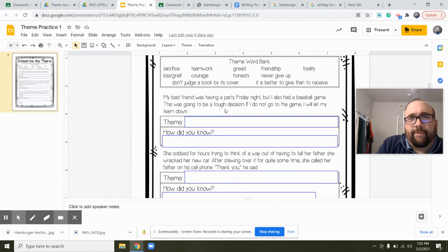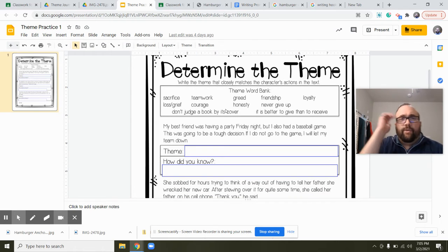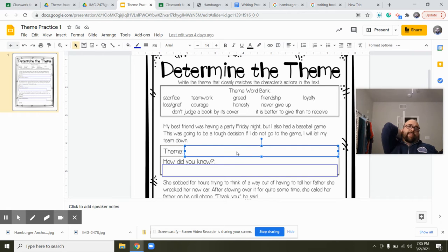Still not there yet. Here's the theme practice for today. So I thought this one was pretty cool. And it's pretty quick, too. So you have your theme word bank there to kind of help you. You're going to write the theme that closely matches the character's actions in the text. Okay, I'll help you with the first one. My best friend was having a party Friday night, but I also had a baseball game. This was going to be a tough decision. If I did not go to the game, I will let my team down. So, what do we think that one of the possible themes could be? And by the way, you don't have to go look up a list. It's right here, word bank. So, what do you think?